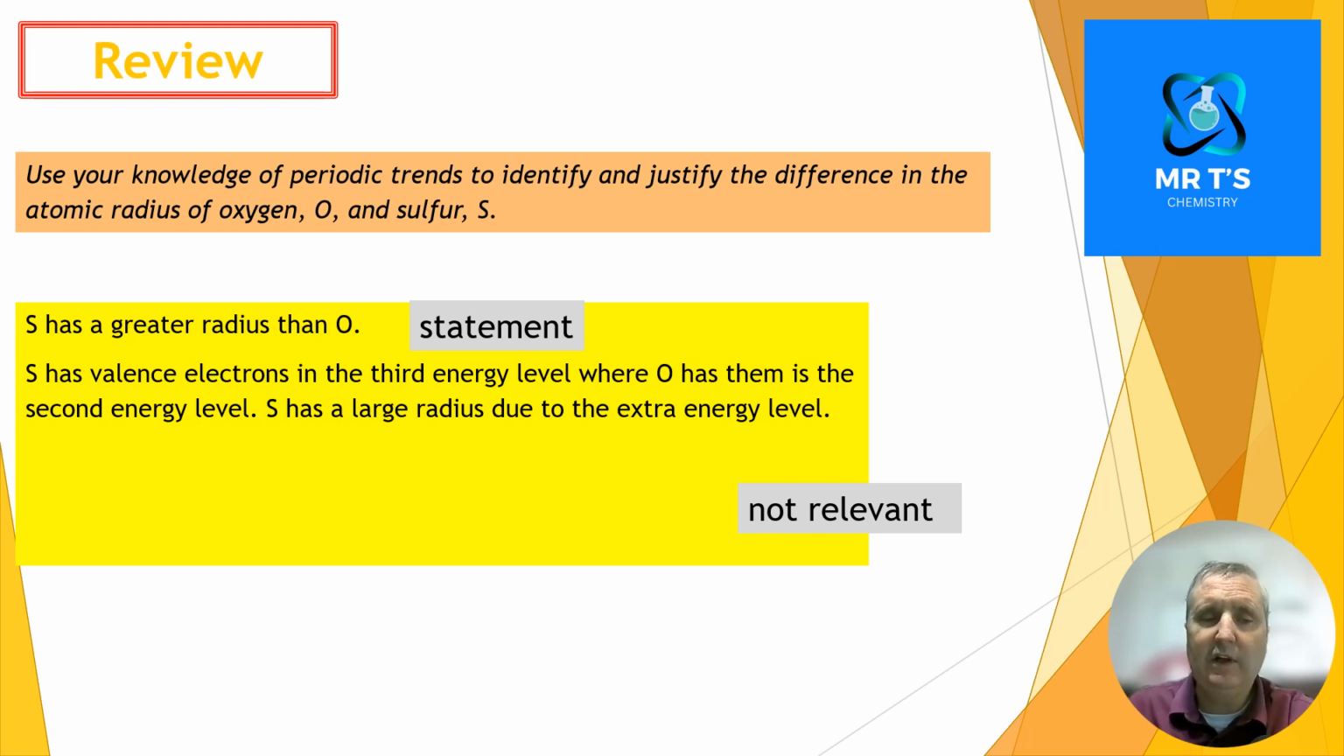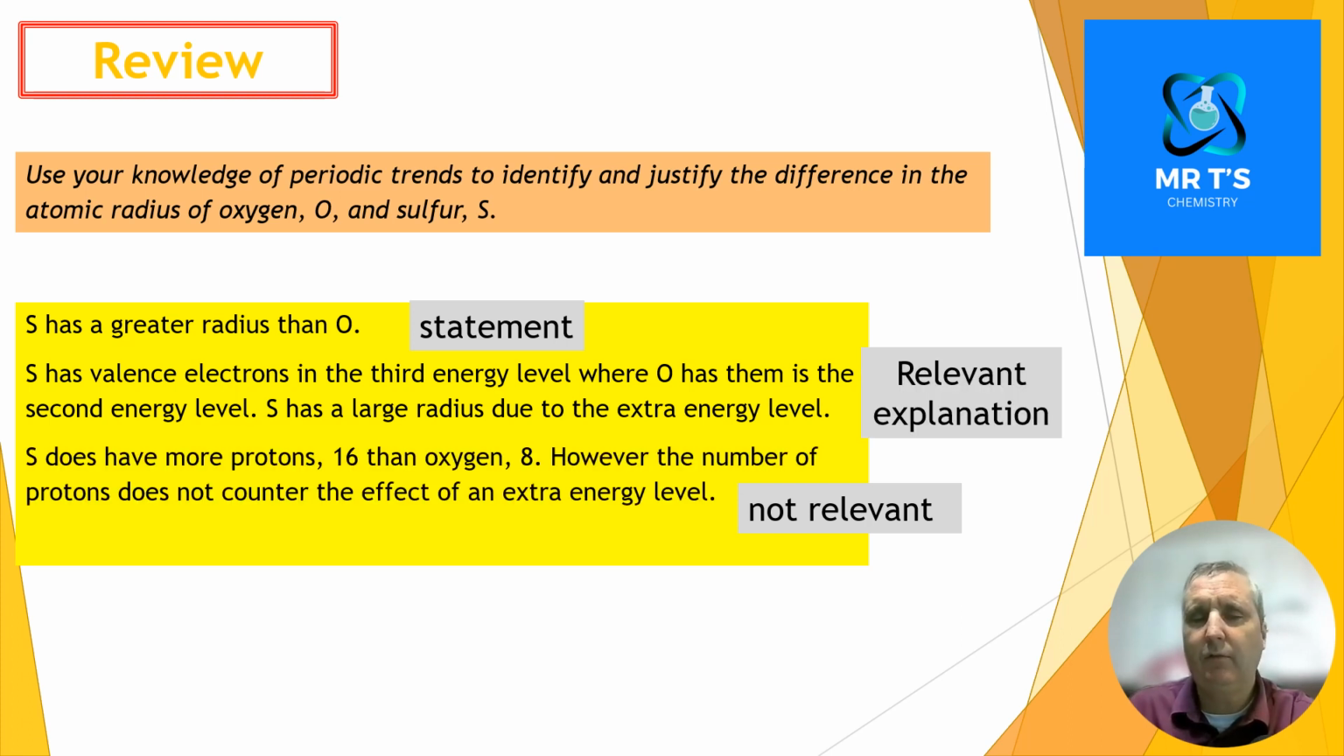It's an extra energy level that makes it larger, but let's just write the non-relevant bit, the bit that we also need to say, that we know would have an effect, but doesn't in this case. So sulfur does have more protons. It has 16, oxygen has 8. However, the number of protons does not counter the effect of an extra energy level. Or we could say it another way and say it's not as important as the extra energy level.